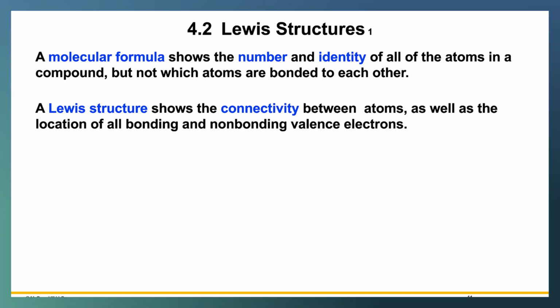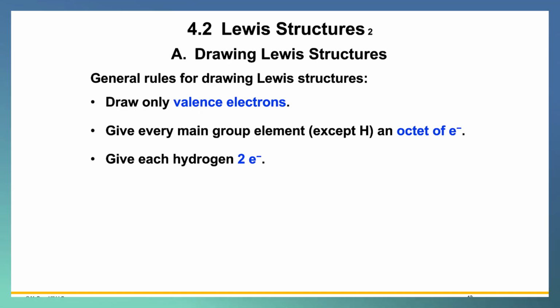A Lewis structure, on the other hand, is going to show how everything is connected, as well as where all of the bonding and non-bonding valence electrons are, which is going to be really important when you get into chemical reactions and what's going to react with what and why, how things are going to interact. So, for example, will something dissolve in water or won't it? All of those things are really important in understanding the chemistry of individual molecules.